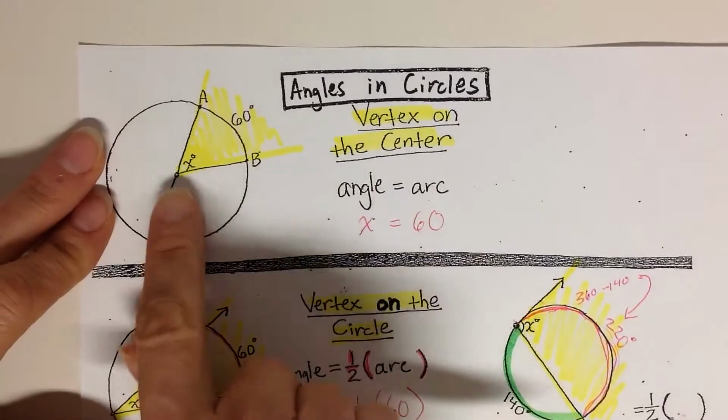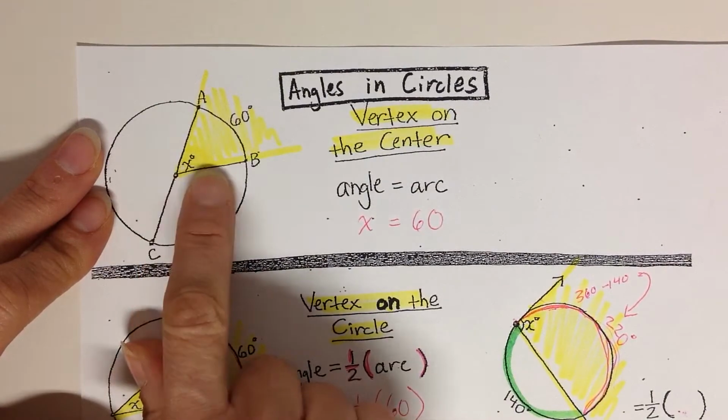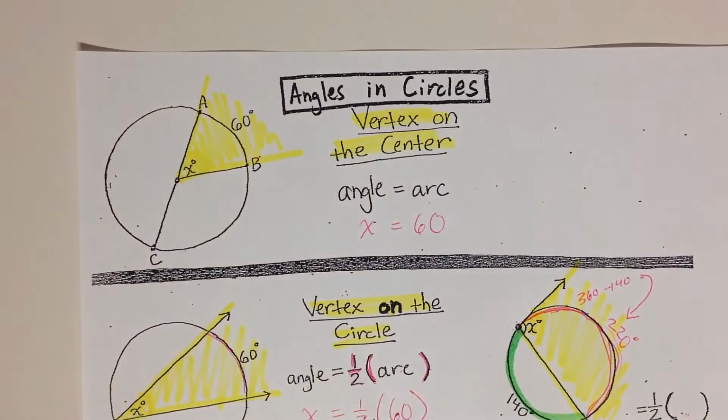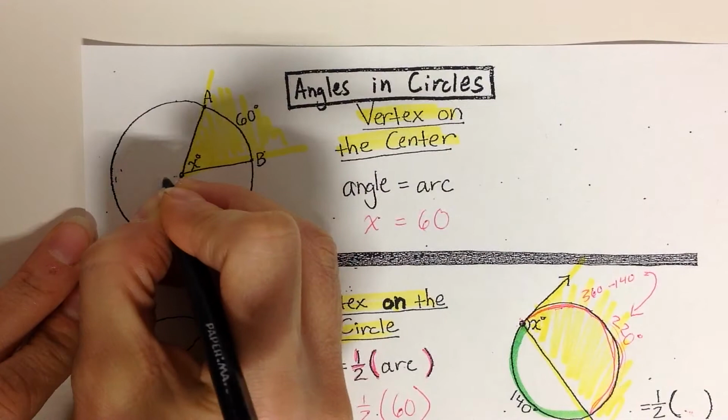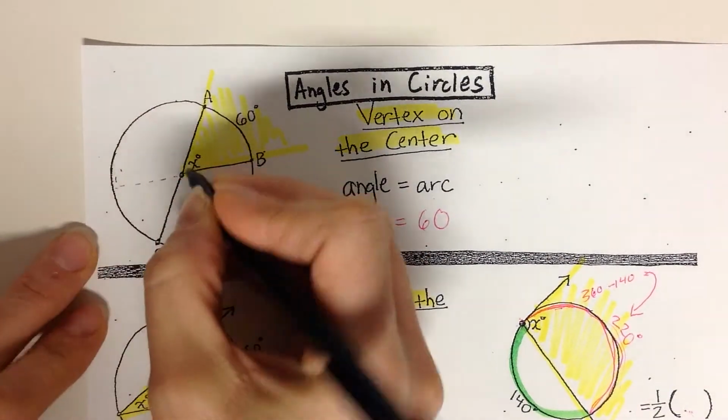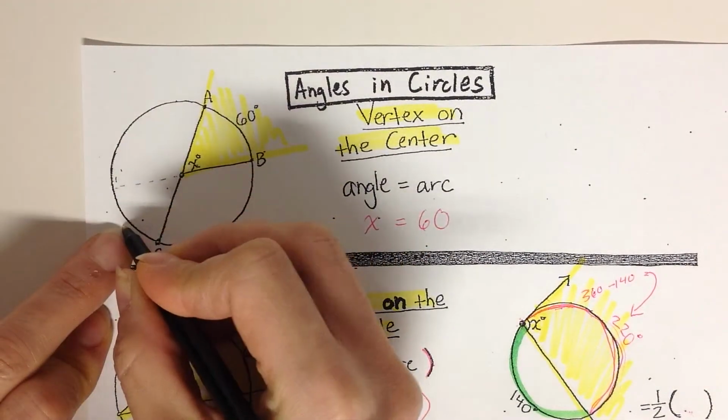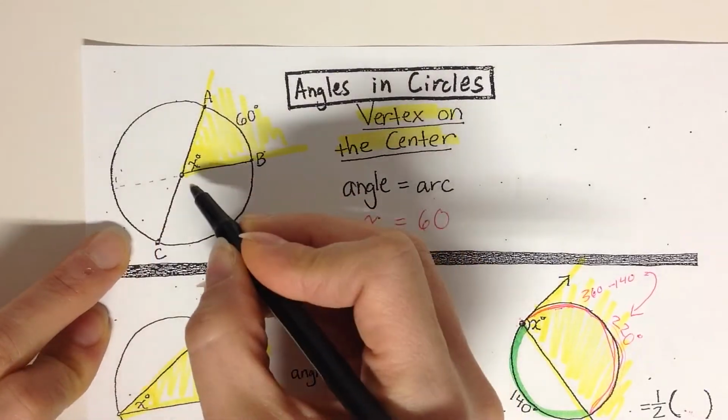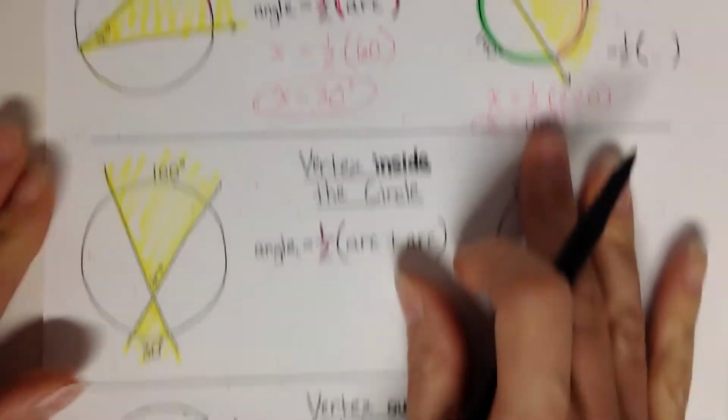Well, here's the deal. If it's on the center, even if I were to draw a vertical line here, you do not have to do this, but even if I extended here to the diameter, this is going to be the same, this is going to be 60. So it's not going to matter because it's on the center. It's going to be equal to those.